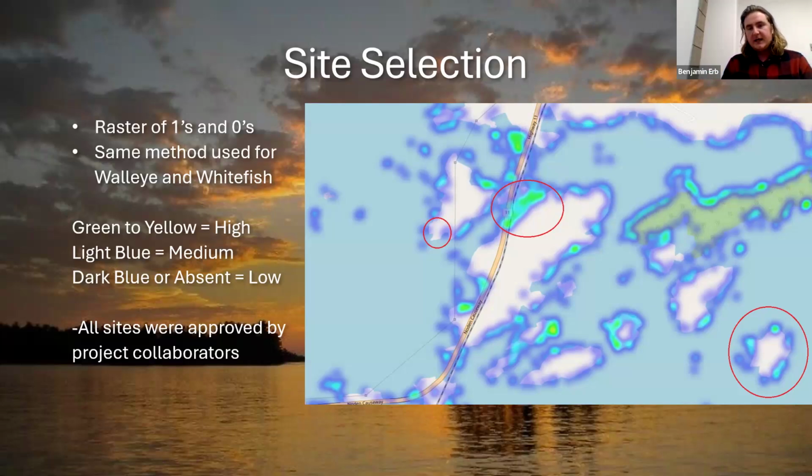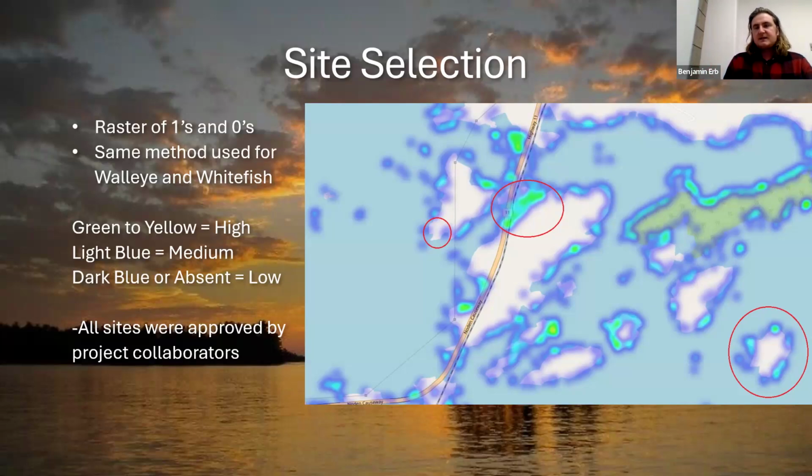So the green and yellow area on the heat map that I have on the screen here would equal an area that has a lot of ones. So lots of years that conditions were good for spawning for that site. And then the dark blue or absent would be low numbers of ones, high numbers of zeros, and then the light blue would be somewhere in between.